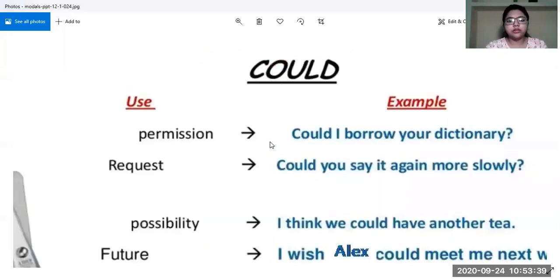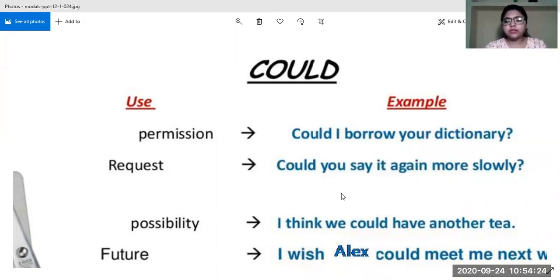Next comes could. Could is used to ask for permission. Could I borrow your dictionary? The difference between the previous permission and this permission is that could is slightly more polite, when you are asking for permission politely. For the formal situation, we use could. We do not use can for a formal situation, or if you are asking permission from your elders or from your teachers. Wherever a formal situation arises, you use could for seeking permission.